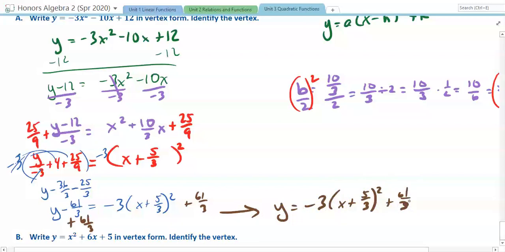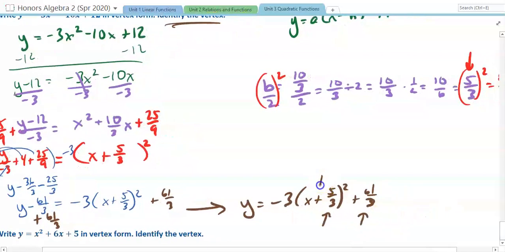And so the question asks us to identify the vertex. Remember, the vertex is the h and the k that are here. Remember, the x lies to you. So it's negative 5 thirds, comma, 61 thirds. This would be at negative 1 and 2 thirds, and this would be at 20 and 1 third. So this would be in quadrant 2. It would be opening down because the a is negative. So again, we could talk about the graphs of this.